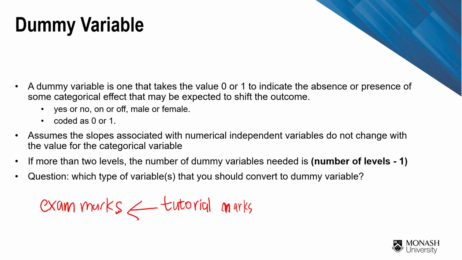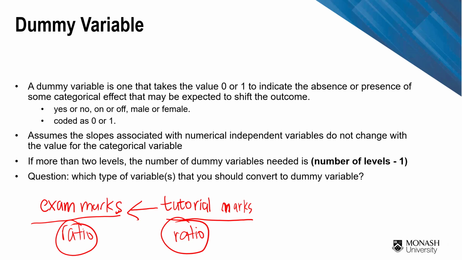Now when we come back again to the properties of scale, the exam marks is basically a ratio scale. Tutorial marks again is going to be a ratio scale. It goes from 0 to 100, for example, and in terms of ratio scale, 0 has a meaning. So if you have 0 marks, good luck, you have no marks. Because of that, it's ratio for both.